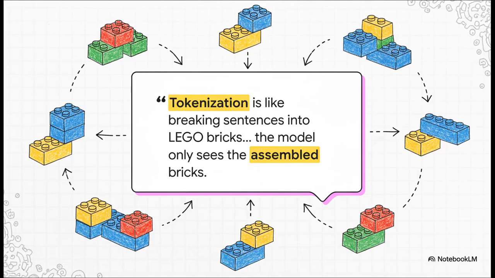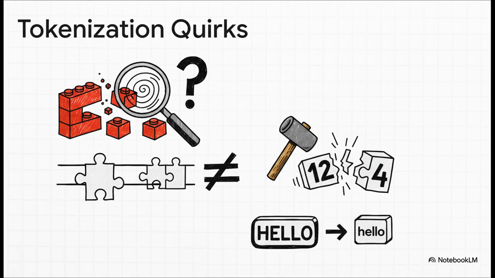And this Lego analogy you see here, it is the absolute perfect way to picture this. The AI gets a box of pre-made bricks to build with. It never, ever sees the individual little plastic bumps, the studs, that make up the bricks. To the AI, your sentence is just a string of these already assembled pieces. And this is where all the weirdness starts. So our word strawberry gets broken into tokens like "str," "aw," and "berry." The model literally cannot see the individual letter R inside those chunks.